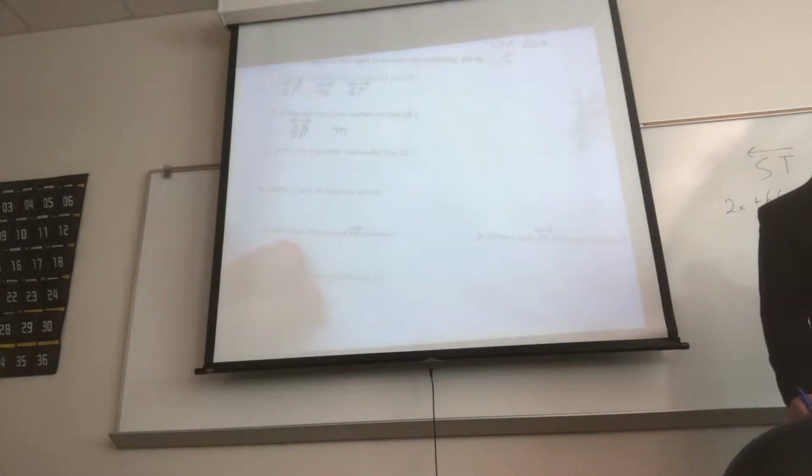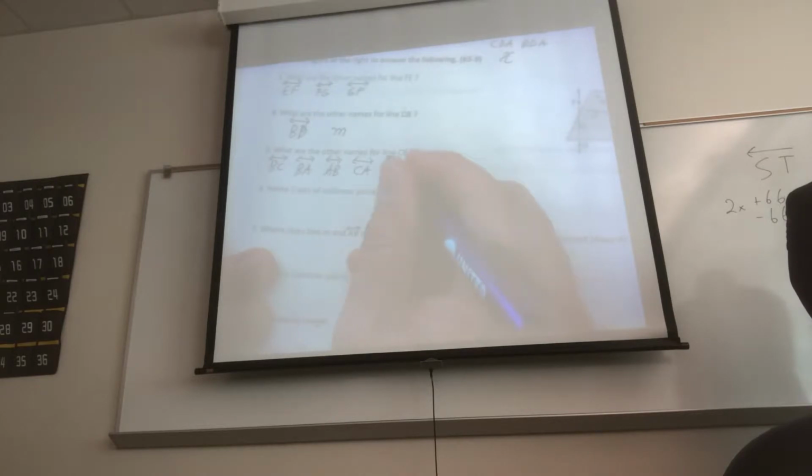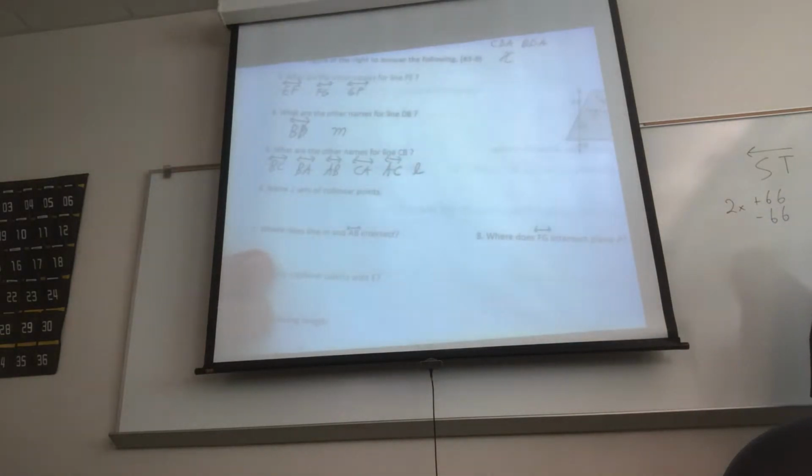The other names for line CB. This one's got 3 letters, so it could be BC, it could be BA, it could be AB, it could be CA, it could be AC, and it also has a lowercase l. So a lot of different options there. Just understanding what you're looking at, how you're supposed to look at it, how it could have a different name.